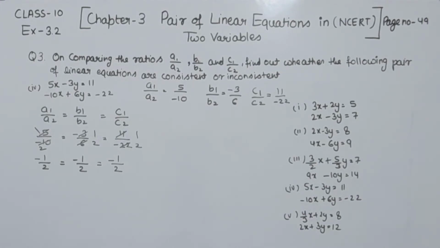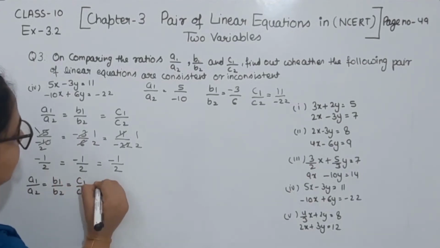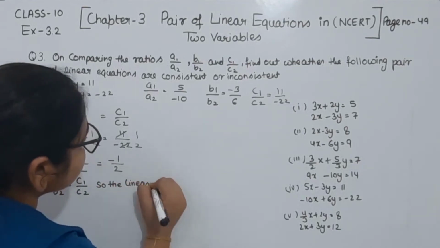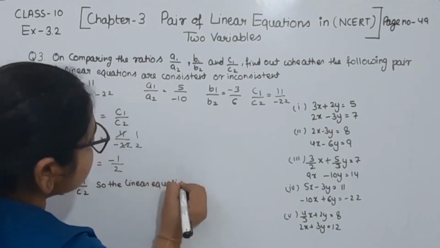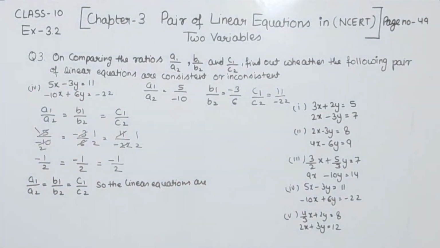I'm going to write here a1 by a2 is equal to b1 by b2 and equal to c1 by c2. So the linear equations, in this case, are the consistent one. I'm going to write here they are consistent.